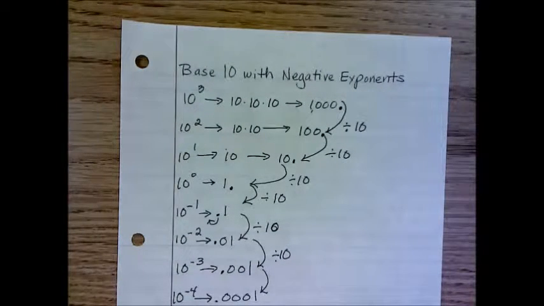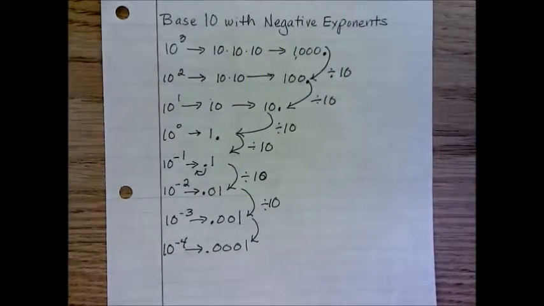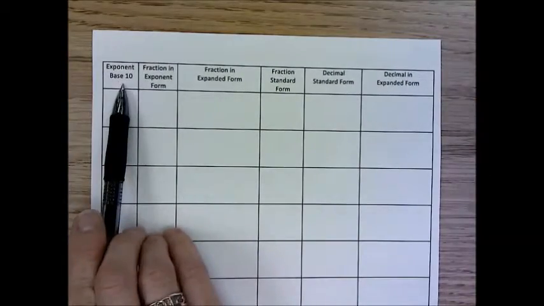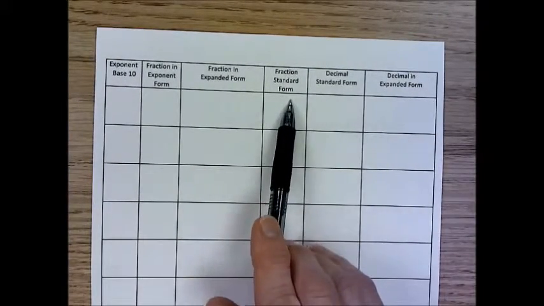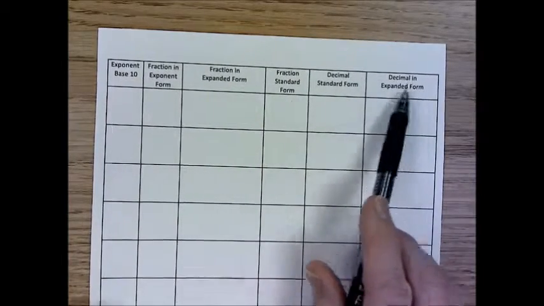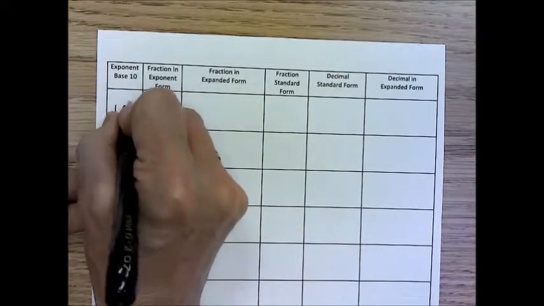All right, let's talk a little more about negative exponents, because we can simplify them and write them in a number of different forms. So we have a sheet here, and we could write an exponent with base 10, a fraction in exponent form, fraction in expanded form, fraction standard, decimal standard, and decimal in expanded form. That is a lot to think about, but once we start doing it, you're going to see how easy this really is.